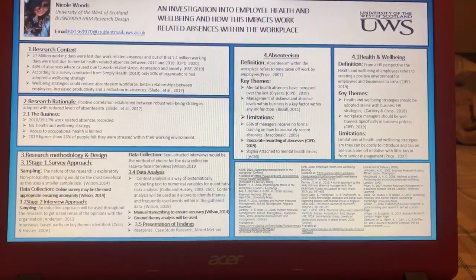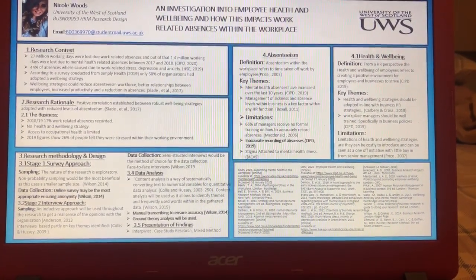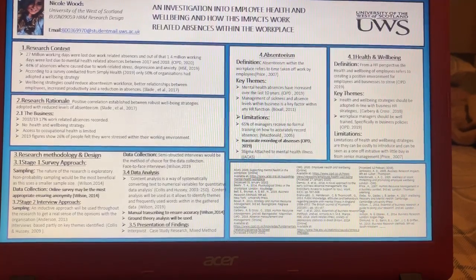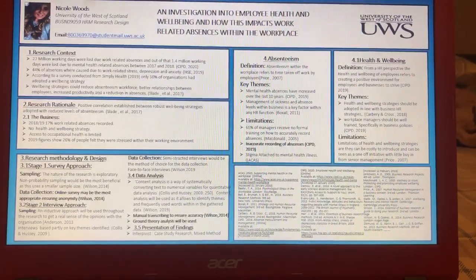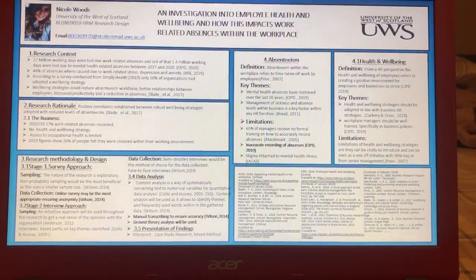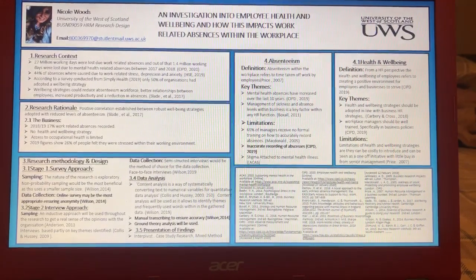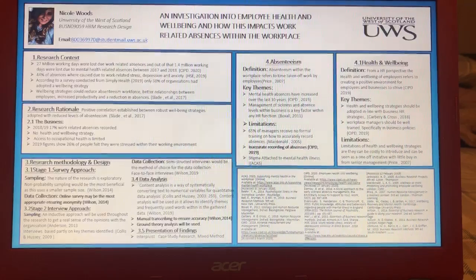Now, limitations of health and wellbeing can also be identified. This can be costly to introduce within organisations and can also be seen as a one-off initiative, and there's little buy-in from senior managers.